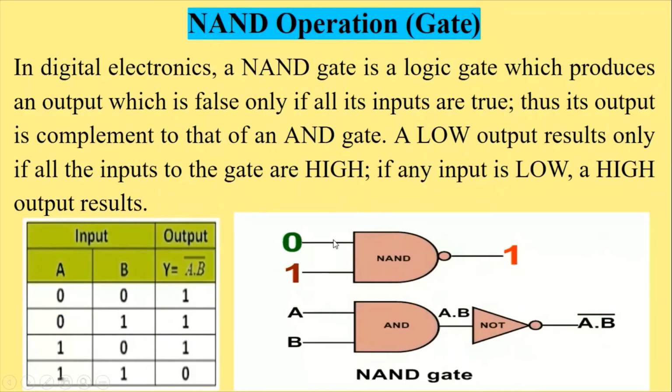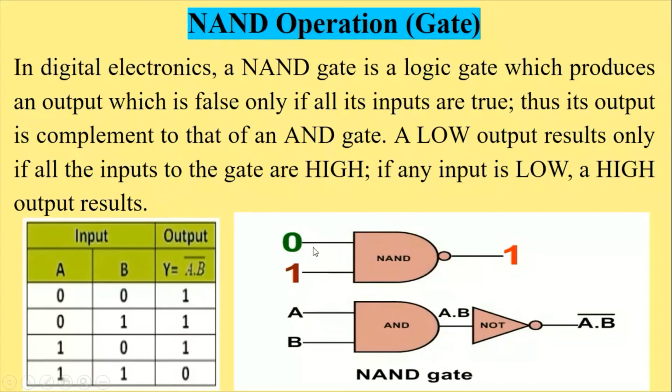So let's move towards the next one, that is called NAND operation or NAND gate. In digital circuits, a NAND gate is a logic circuit which produces an output which is false only if all its inputs are true. All inputs are true means all inputs are 1. Thus, its output is the complement of that of an AND gate. A low output results only if all the inputs to the gate are high. High means high pulse and low means low pulse, that is 1 and 0. If any input is low, a high output results.